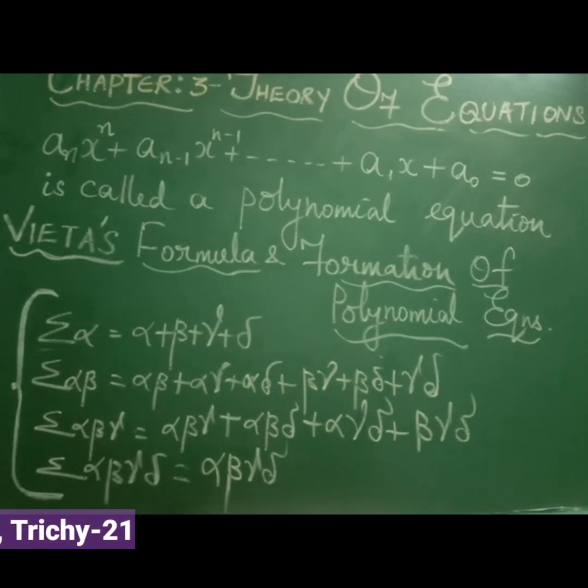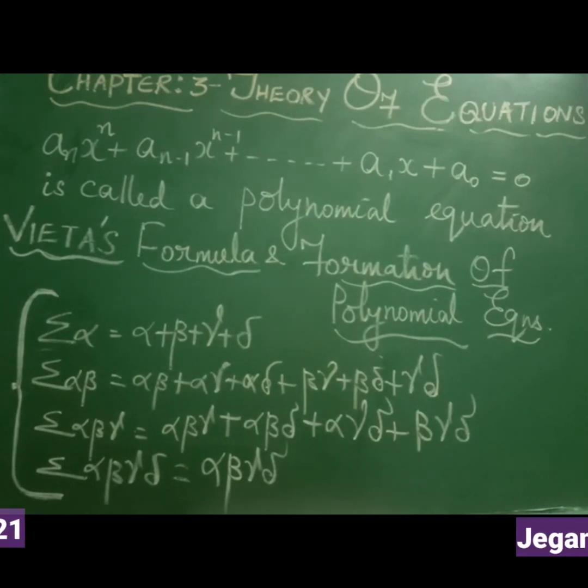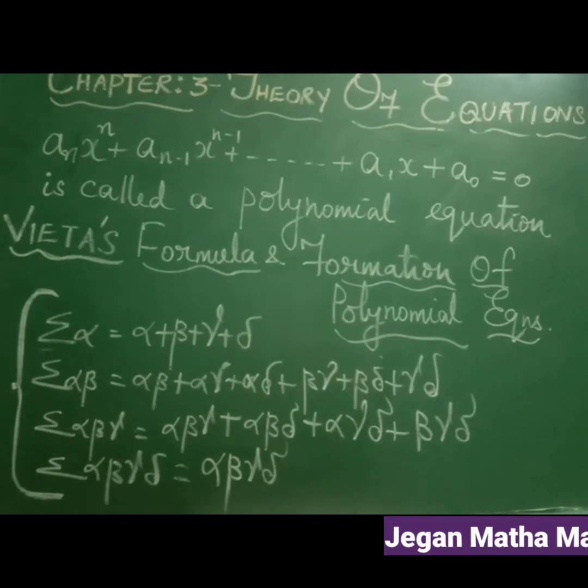To find the solution of a quadratic equation, the formula is x equal to minus b plus or minus root of b square minus 4ac, divided by 2a. The term b square minus 4ac is equal to delta. This is called the discriminant. So to find the nature of the roots, we can decide based on the value of delta.